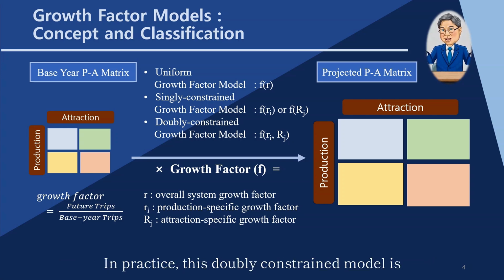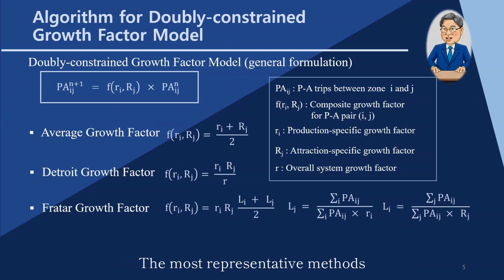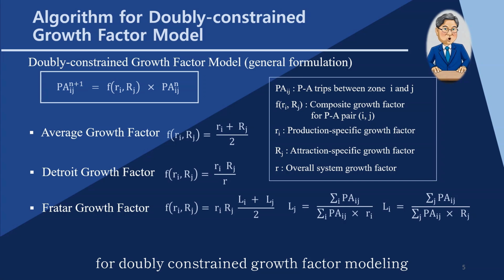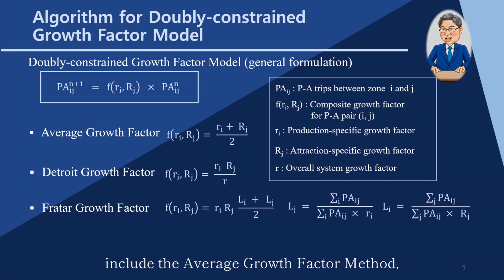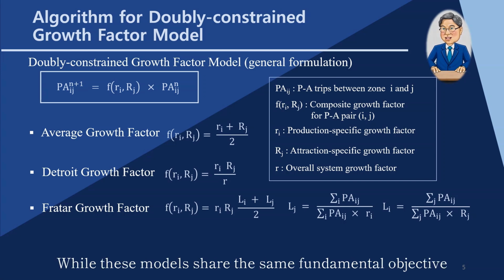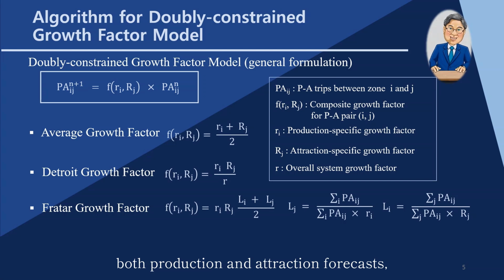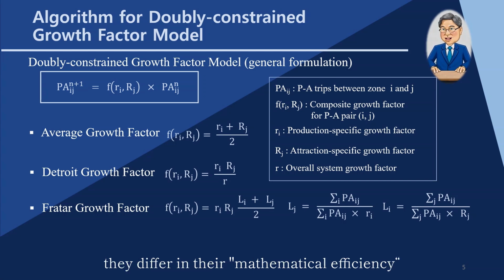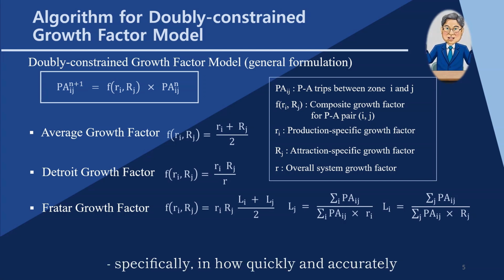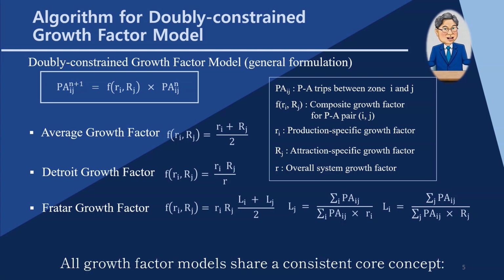In practice, this doubly constrained model is the most widely utilized growth factor method. The most representative methods for doubly constrained growth factor modeling include the average growth factor method, the Detroit method, and the Frater method. While these models share the same fundamental objective of ensuring that the final matrix matches both production and attraction forecasts, they differ in their mathematical efficiency, specifically in how quickly and accurately they converge to those target values.